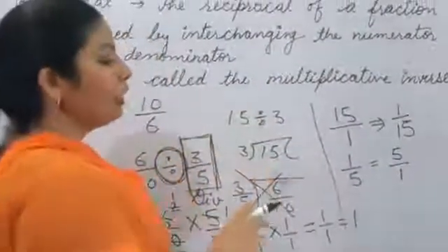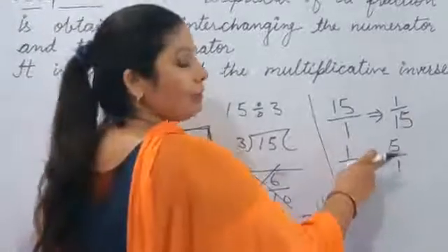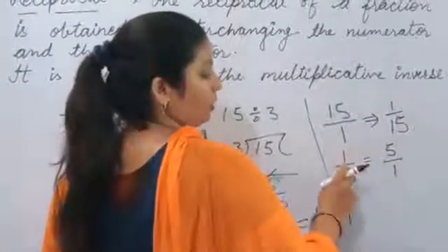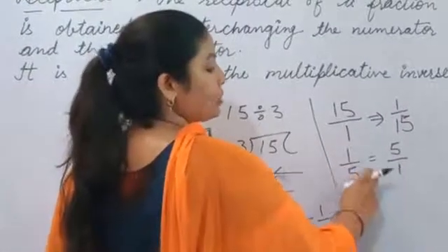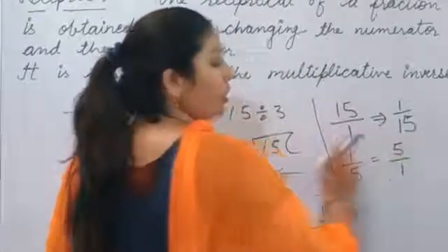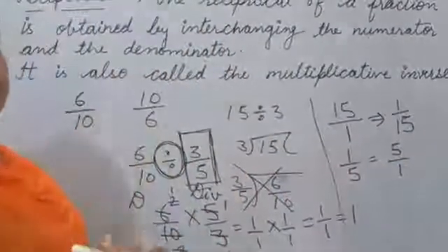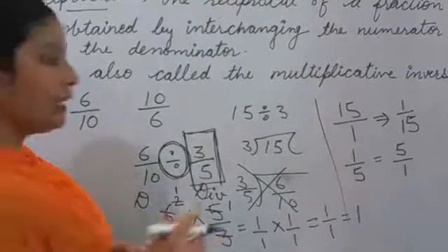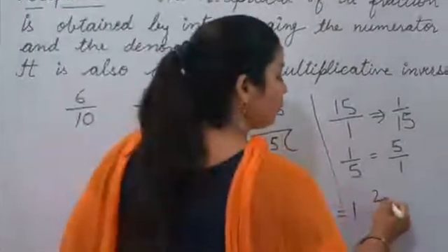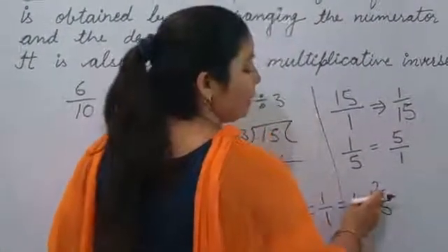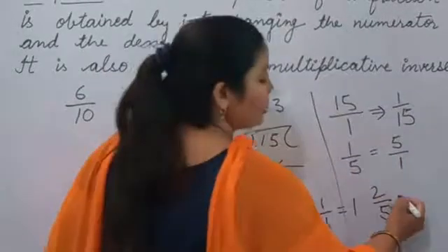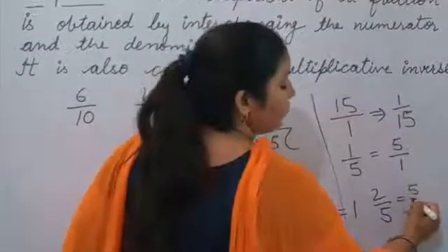Okay. When you have a proper fraction, its reciprocal will be improper. And a unit fraction's reciprocal is a whole number. 5 upon 1 means that is 5. Okay. Suppose you have 2 upon 5. This is a proper fraction. When we make its reciprocal, it becomes 5 upon 2, an improper fraction.